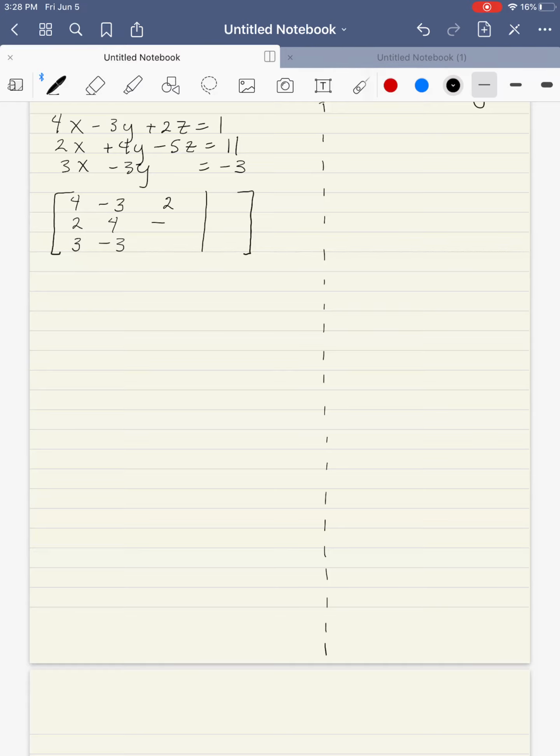And then on my z's, notice in the last equation, I don't have a z there. That means the coefficient of z is 0. So I must have a number in every spot. And then my constants are 1, 11, and negative 3.